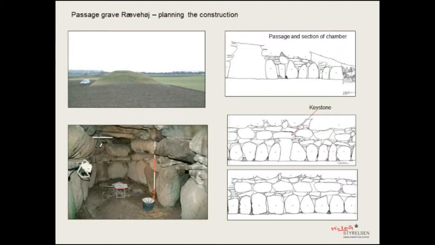The capstones and the orthostats were in an important interaction if the builders had special architectural requirements to the orthostats in the walls, for example, symmetry or twin stones. Furthermore, it was important to choose the right stones as cornerstones where the passage meets the chamber. This part of the construction is the weak point and includes a keystone, which is both a capstone and a wallstone.